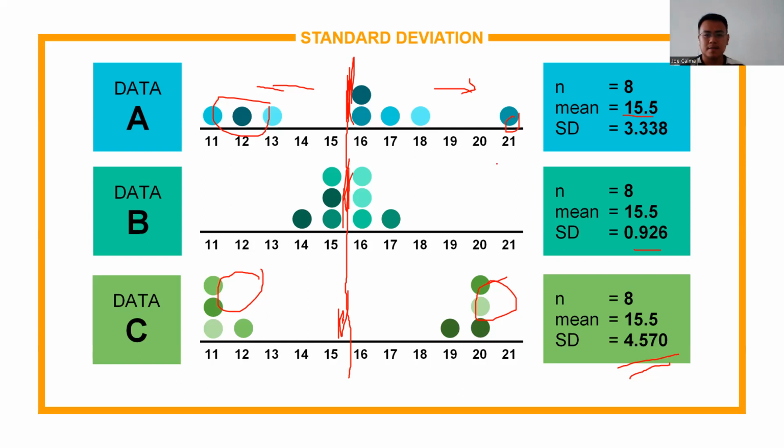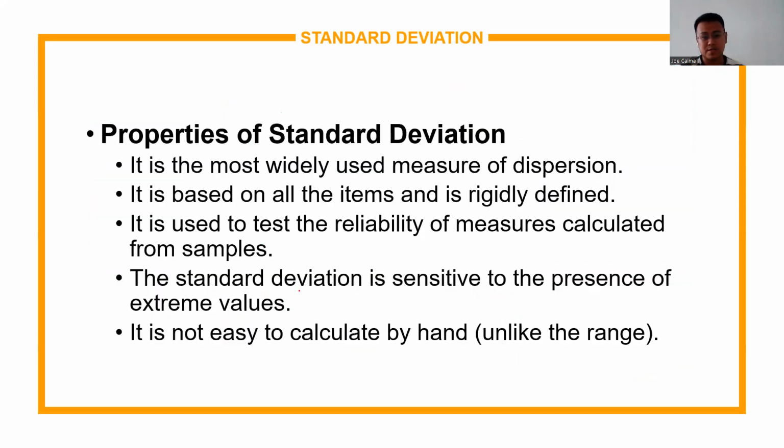Wala po. Okay. So the following are different properties of standard deviation. It is the most widely used measure of dispersion. Same with the mean, sila yung pinaka most widely used. Diba? Kung magbabasa kayo ng mga papers, puro si mean, puro si standard deviation. Madalang lang si median, si mode, si range, si variance. Palagi si mean at standard deviation.